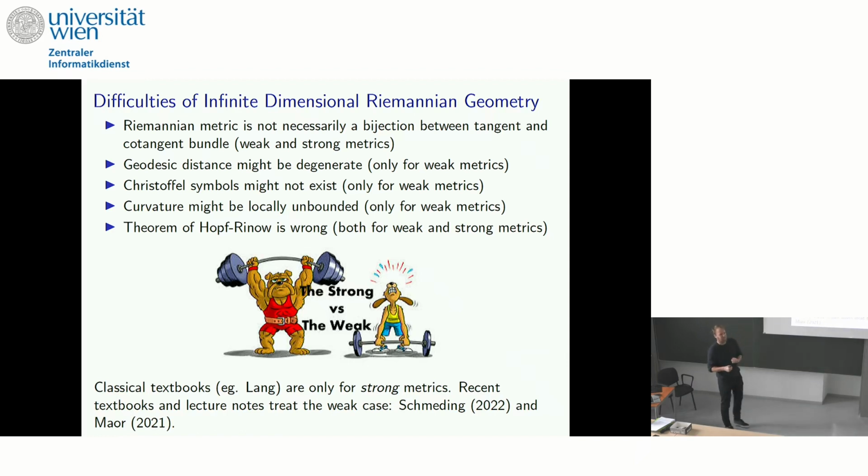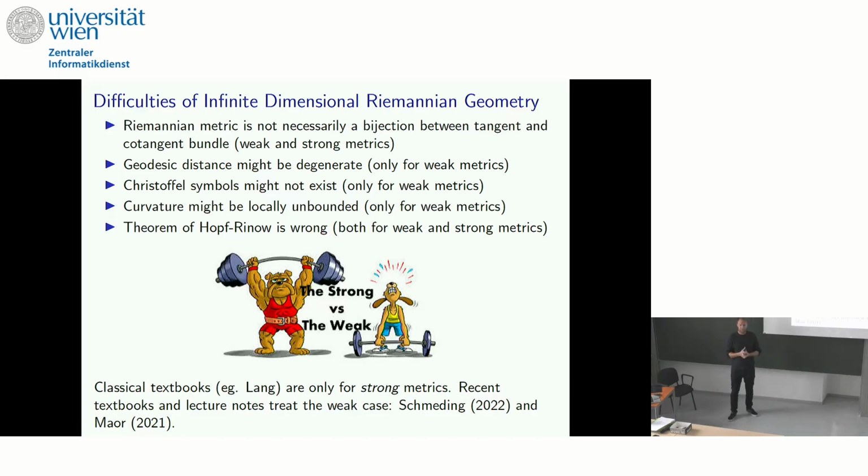So what is a strong Riemannian metric? In finite dimensions, we know the tangent bundle is isomorphic to the cotangent bundle, and the Riemannian metric is a bijection between the tangent bundle and the cotangent bundle. In infinite dimensions, this is often not the case anymore, and the cotangent bundle is often much bigger than the tangent bundle. And so we cannot hope in many situations that the metric is an isomorphism or a bijection, but we can only hope that it is injective. In a situation where our Riemannian metric is only injective, we call it a weak Riemannian metric, but if it is still a bijection, we call it a strong Riemannian metric.